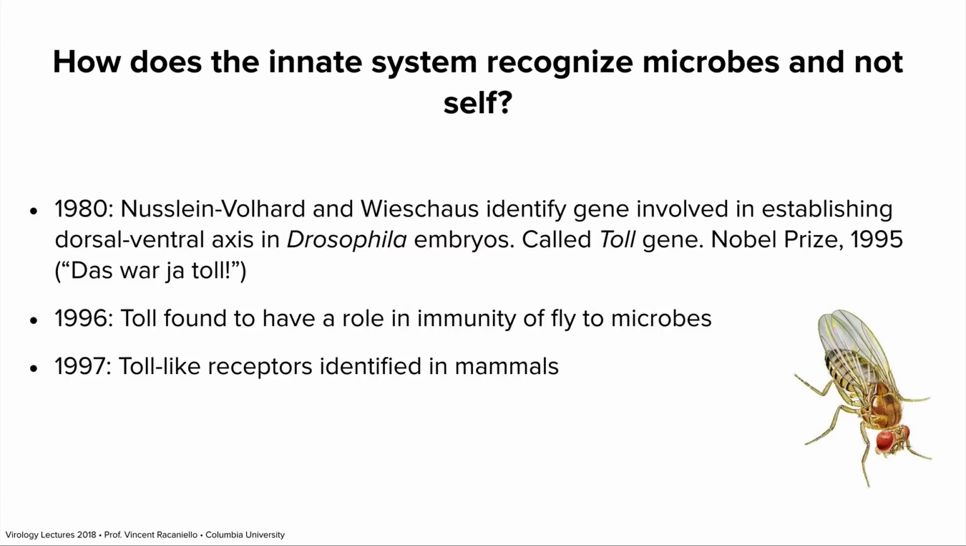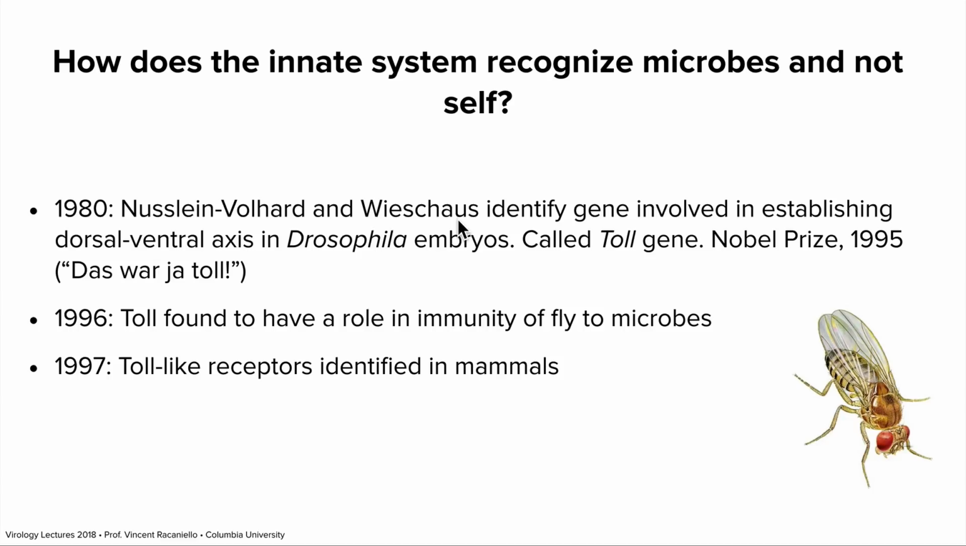How does this innate immune system recognize microbes and not itself? This, of course, is the key question. At one time, we suspected that there might be a system, but we didn't know exactly what it was. It all starts in 1980 when two investigators, Christiane Nüsslein-Volhard and Eric Wieschaus, are working on Drosophila. And what they're doing, something which was completely novel at the time, they were asking what genes are involved in development of the fly, Drosophila.